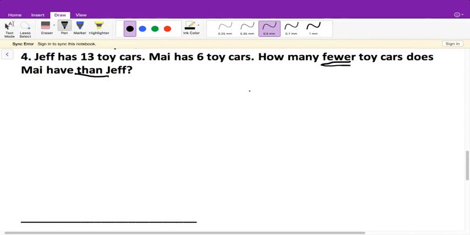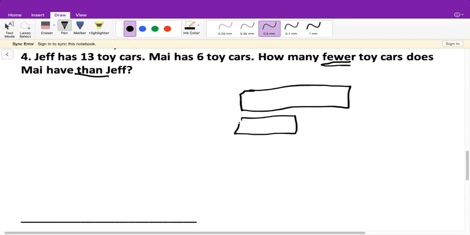So I'm going to start first by drawing my picture. So when we draw our comparison bars, we always put the person who has more at the top bar. Jeff has 13 and Mai has 6, so Jeff has more. So we're going to put J for Jeff and 13 inside the bar. M for Mai and 6 because that's how many she has. And I know that I'm looking for the difference.